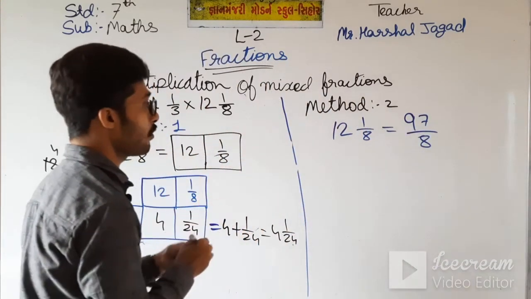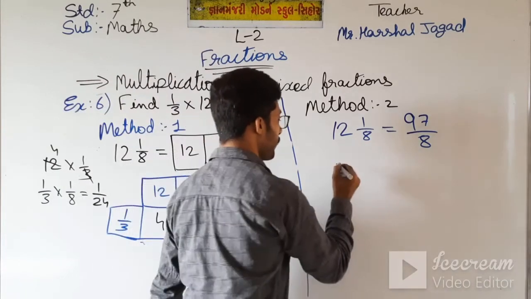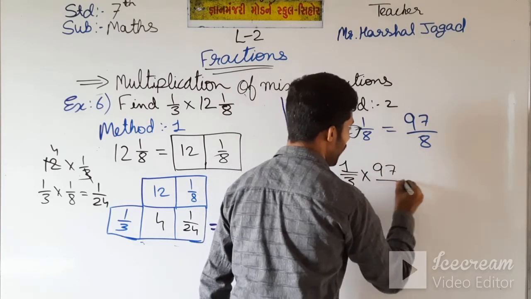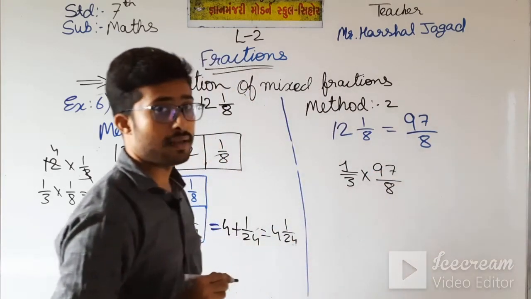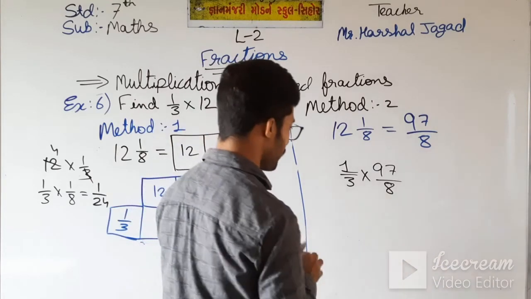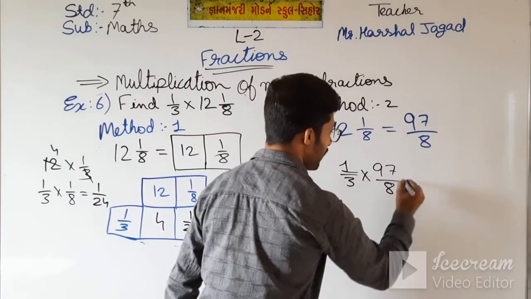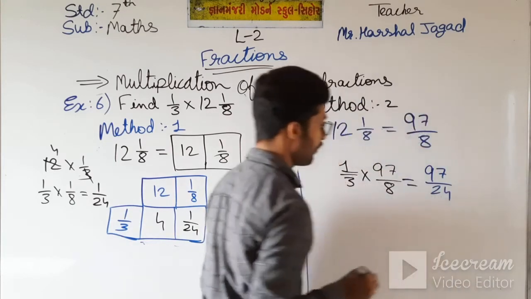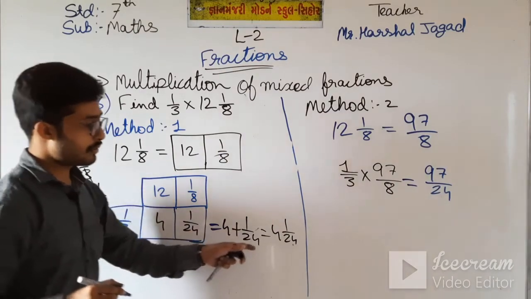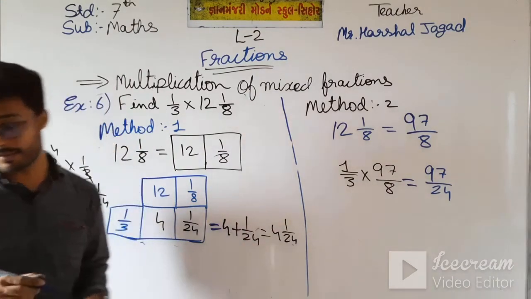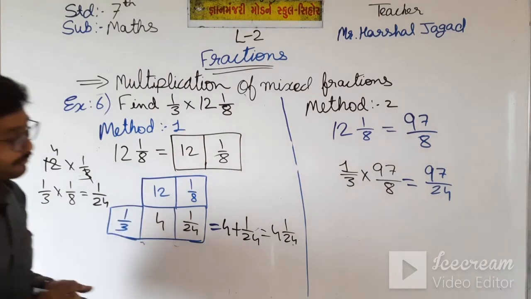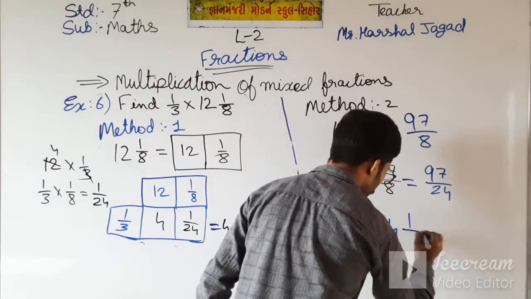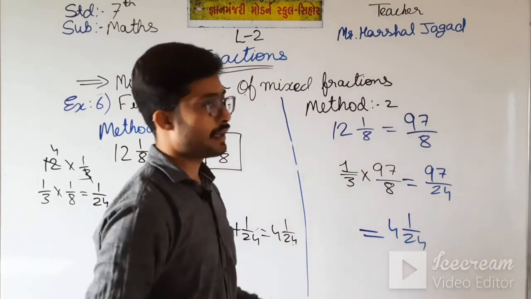Okay students, now what we have to multiply? We have to multiply 1 by 3 into 97 by 8. How can it be written? Okay students, so 8 3s are 24, so 97 by 24. Okay students, it can also be written in the form of the mixed fraction. If you divide 97 by 24, then you will get the answer, that is 4 1 by 24.